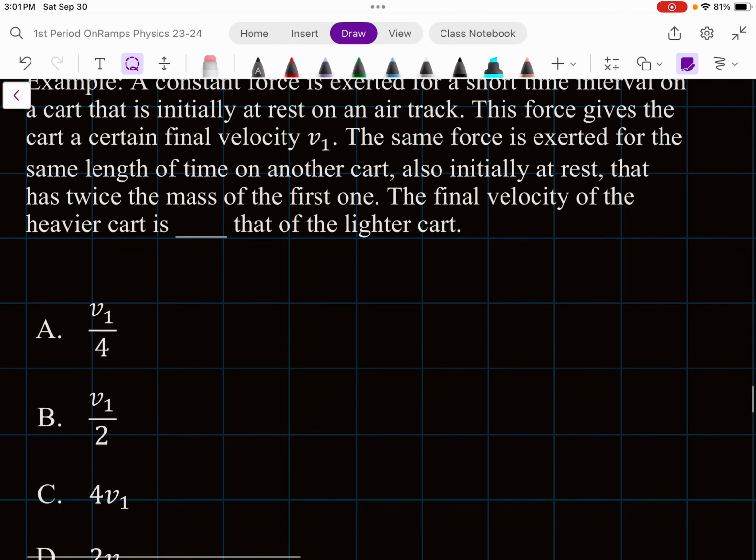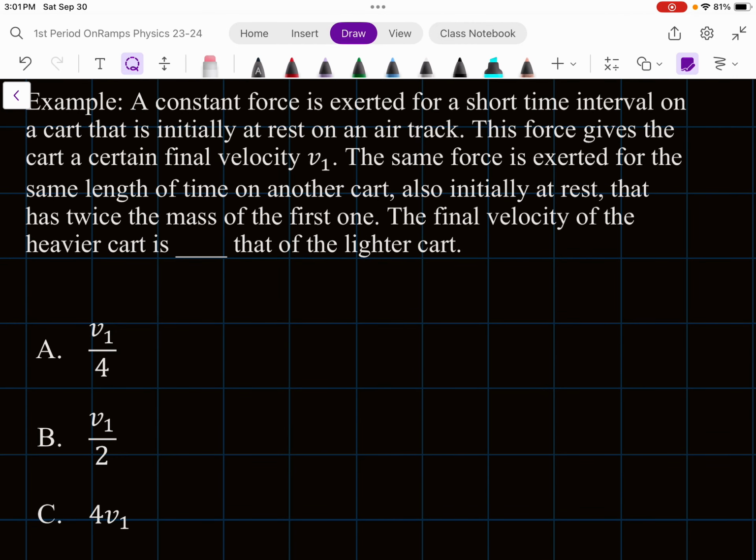So let's write what we know. We know that a constant force, so we have two different scenarios. That means force 1 for scenario 1 is going to be equal to force 2 for the second setup, and that is just F, because it's the same for both. So we have a short time interval. The cart is initially at rest.